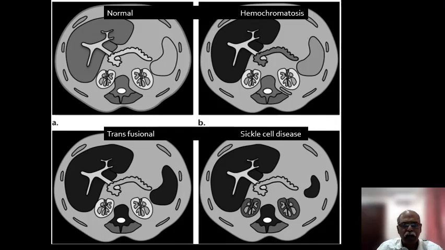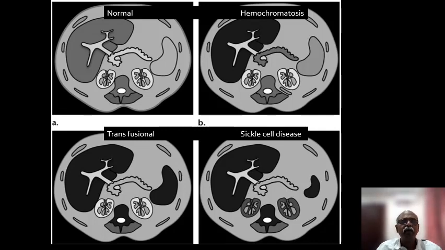Now, this I have taken from a very important article. I'll share the details of the article in the next couple of slides. It is an article in 2016 in Radiographics, Hepatic Iron Overload Status: A Primer for Radiologists. It's Radiographics 2016. This is normal. You can see this is normal. Hemochromatosis, that is primary.